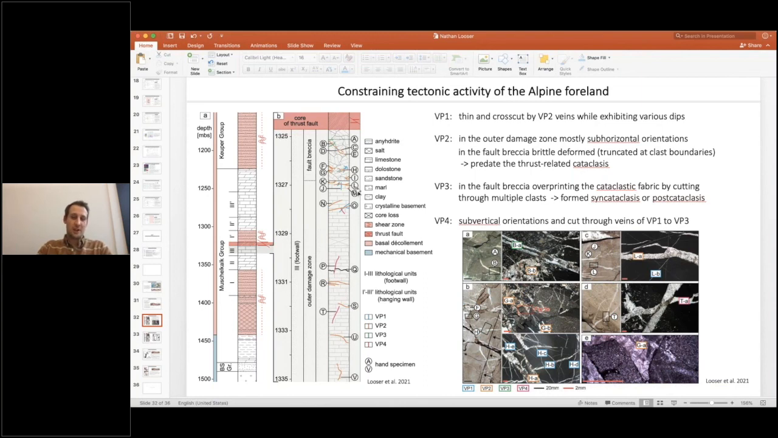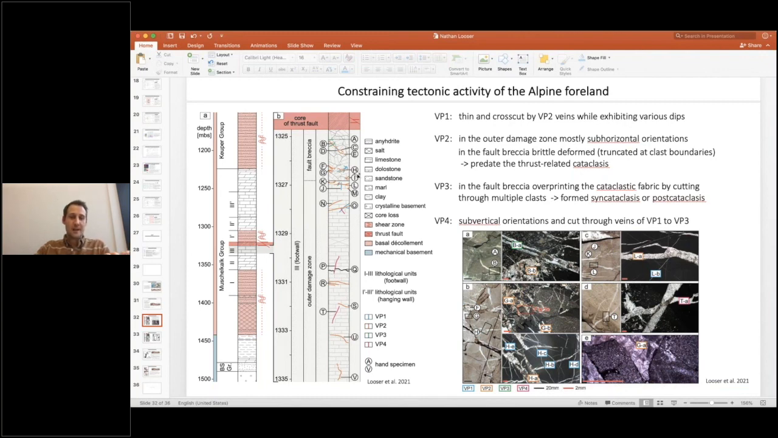So vein population 1 are thin veins that are cross-cut by vein population 2 veins and showing various dips. Then vein population 2 veins, in the outer zone, they are more shallow dipping to sub-horizontal, and in the fold fracture, they are truncated themselves. So actually, you can see this here. They are always not cutting through multiple clasts. They're always cut by the clasts.